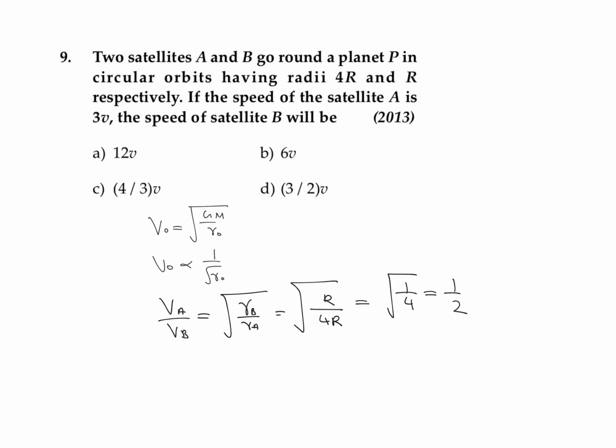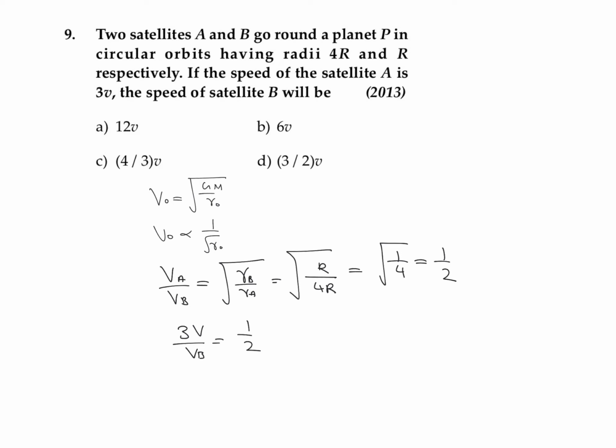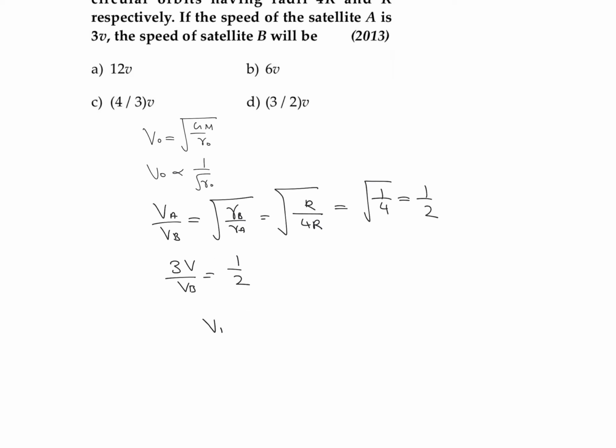And if the speed of satellite A is given as 3v, then 3v divided by vB we can take as 1 by 2. So the value of vB we can take as 6 times v.